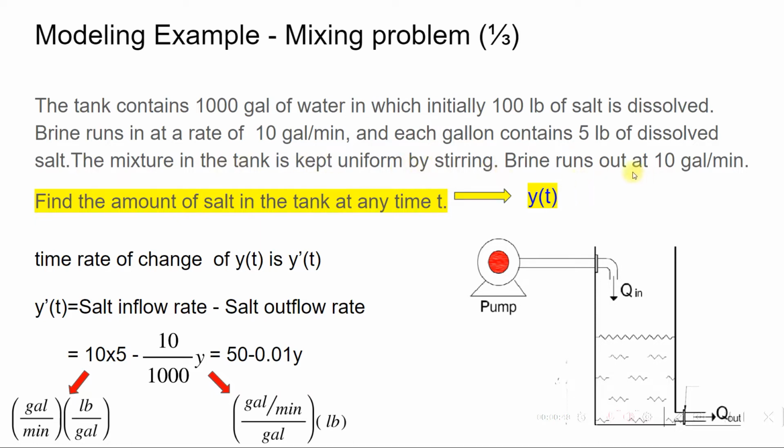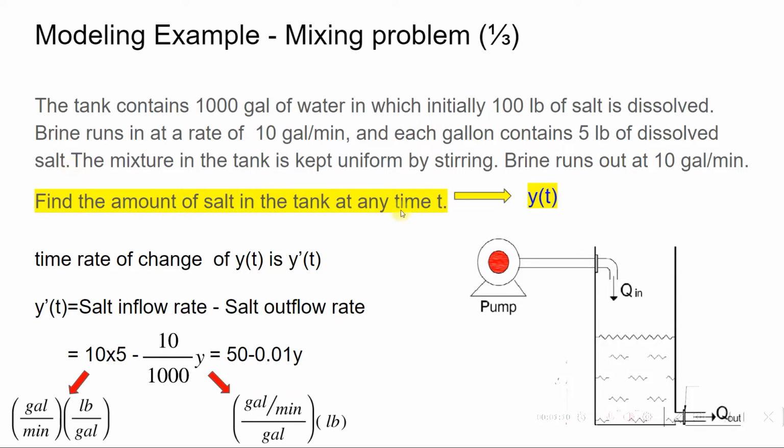Brine runs out at 10 gallons per minute, just like here it shows a section of pipeline through which the water flows out of the tank. Find the amount of salt in the tank at any time t.